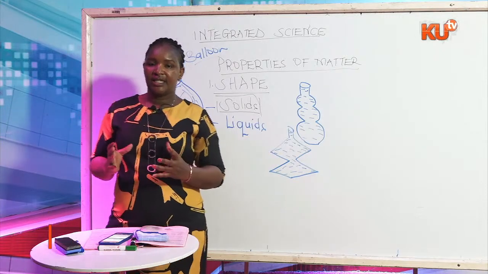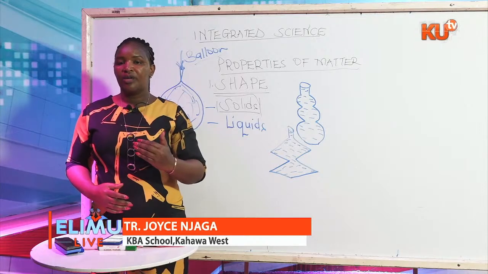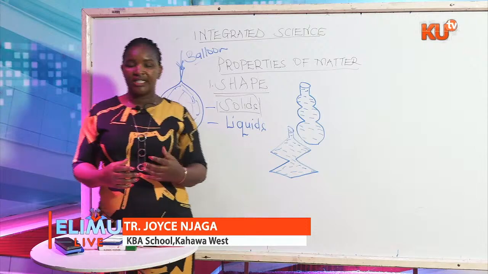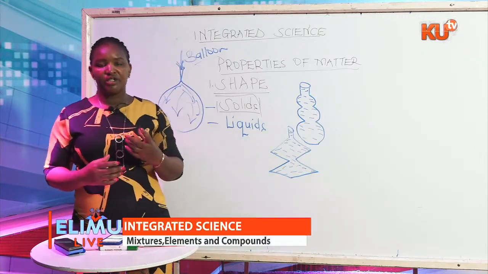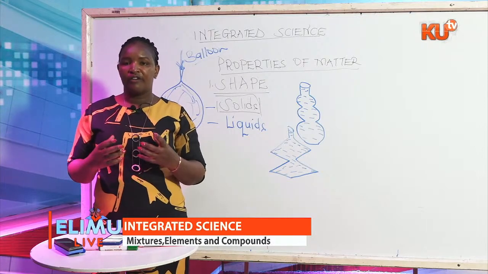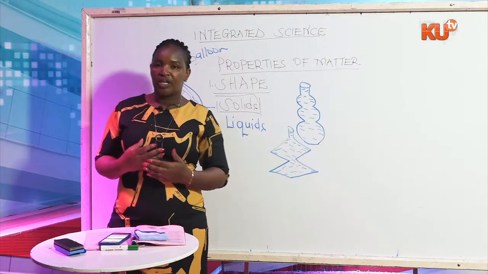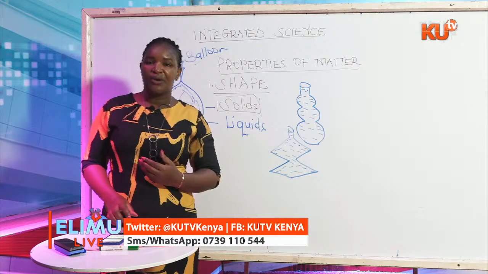So, students, we come to the end of our lesson today. In our next lesson, we'll be looking at the other properties of matter that I've already mentioned. That is density, compressibility, ability to flow, and also volume. Keep on revising so that you are able to keep up with the content in integrated science, which is a very interesting learning area.